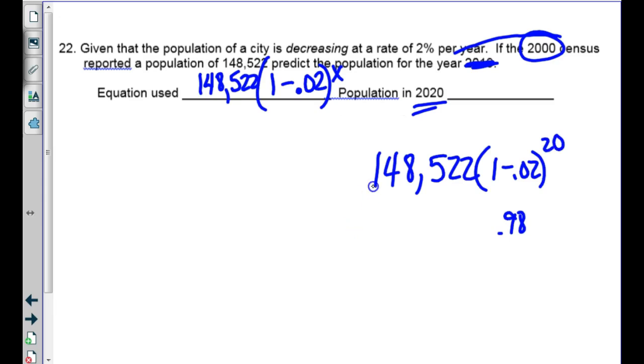148,522 times 0.98 to the 20. 99154, anybody? Oh my goodness, I can't write.